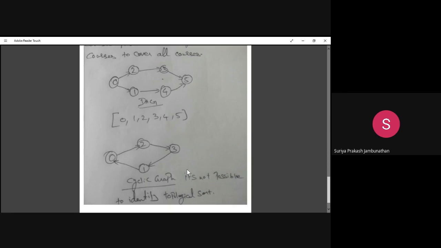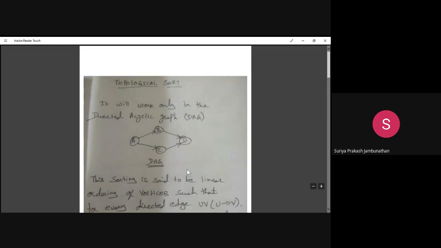Okay. So what we discussed here, I hope you understand properly. Topological sort is very important. It's the only graph technique we are having in the decrease and conquer method. Until now, what we discussed is divide and conquer. In decrease and conquer, we are having only topological sort.